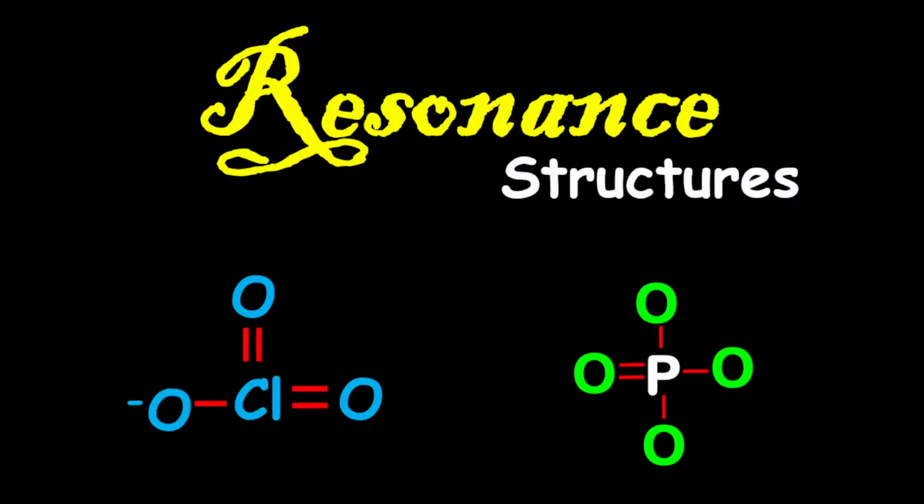Hello everyone. Today we're looking at resonance structures and we're going to use the chlorate and the phosphate ions as our examples. Before I look at these structures, I want to quickly look at a definition for resonance structures.